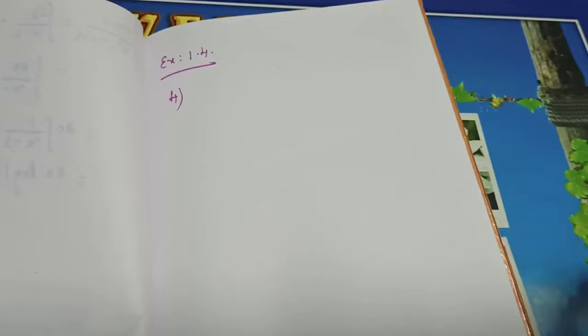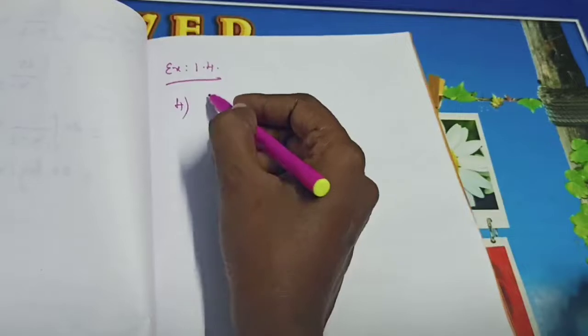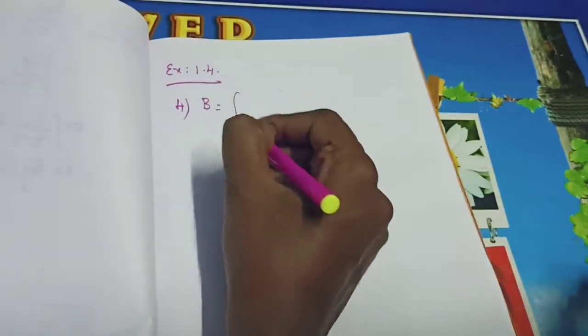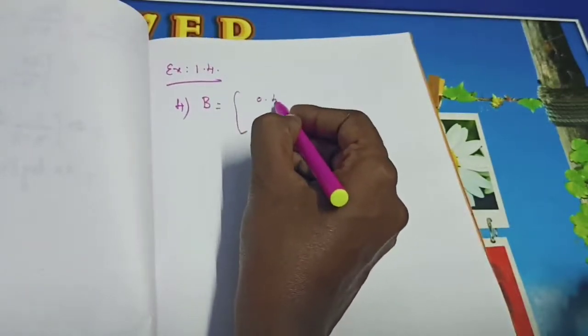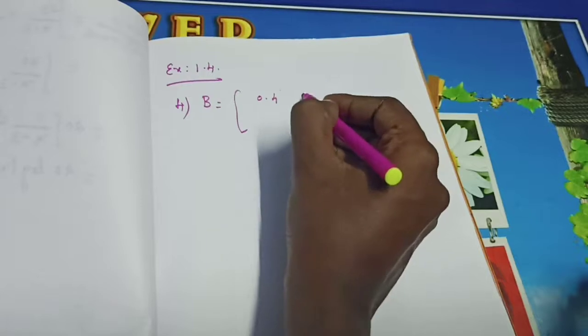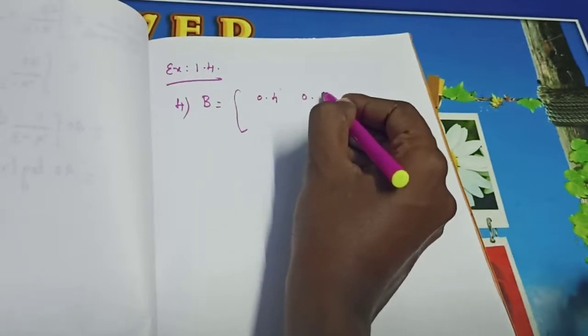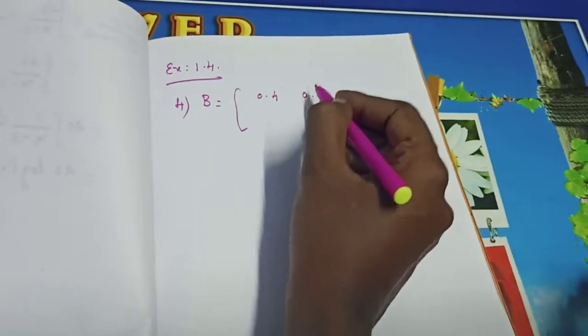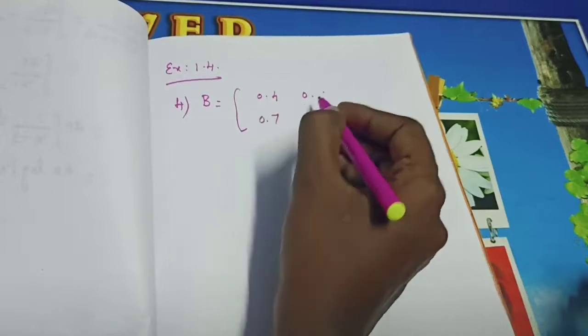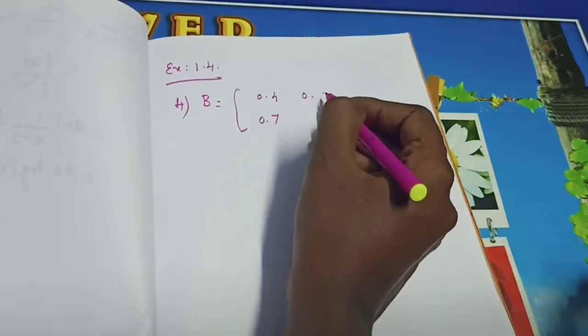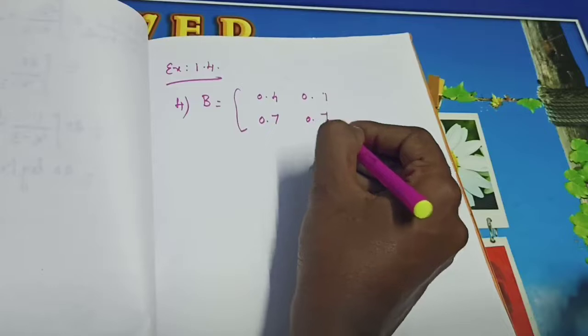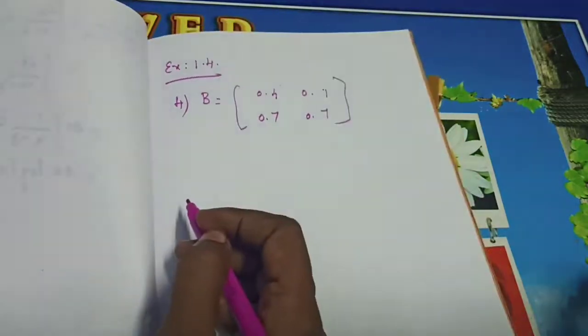Gross production means we are going to find the output values. So here the technology matrix is not given, I will form the technology matrix for you. The technology matrix is 0.4 ton of A, then 0.7 ton of B, then 0.1 ton of A, 0.7 ton of B. So this is the technology matrix.